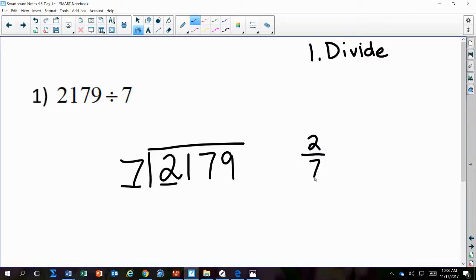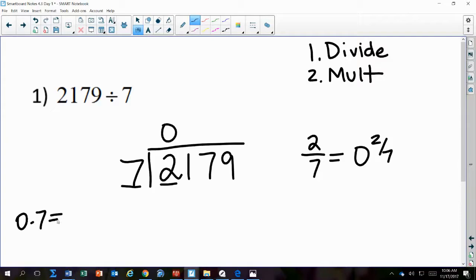0 times, right? We really have 0 and 2 7s, so I'm not worried about the 2 7s. I just want to know the whole number. 7 goes into 2 0 times, so I put a 0 up top. Divide. Then I multiply. What am I multiplying? 0 times 7. My next step is to multiply. 0 times 7 is 0, so I put that under here. Then I subtract, and I get 2. That's my next step, subtract.